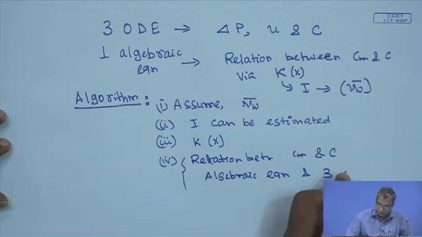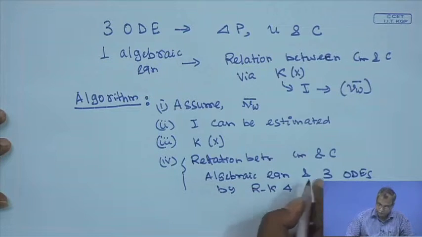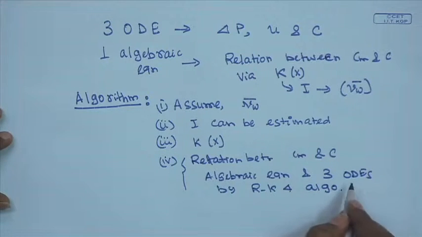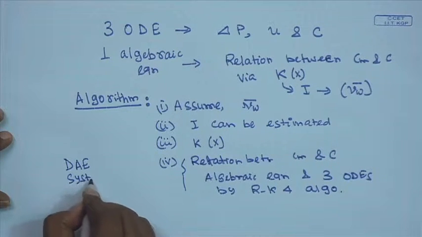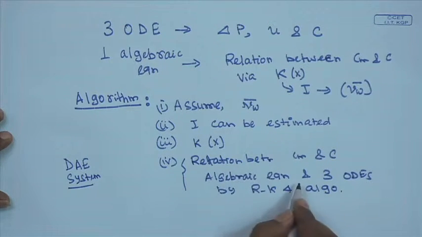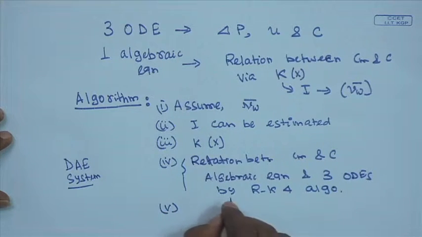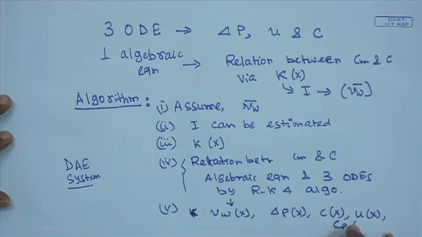So, this will be basically the algebraic equation, and three ODEs, let us say solved by the RK4 algorithm. So, three ODEs and one algebraic equation will formulate a DAE system, or differential algebraic equation system, and this has to be solved simultaneously. In the process, we will get k as a function of x, Vw as a function of x, delta P as a function of x, C as a function of x, u as a function of x, and Cp as a function of x.